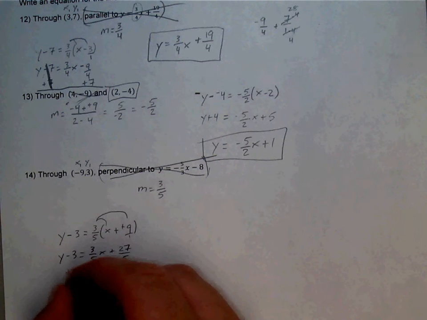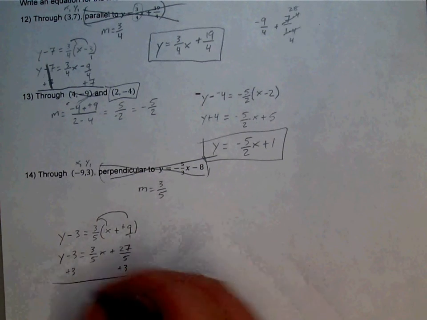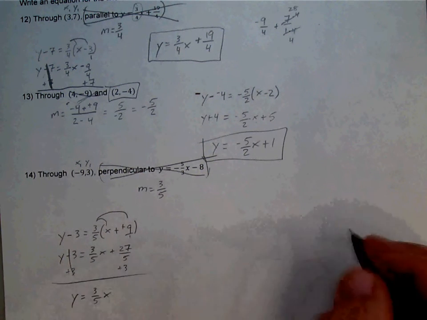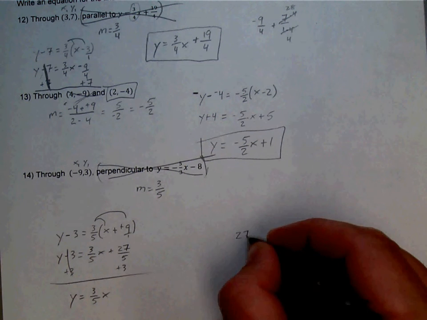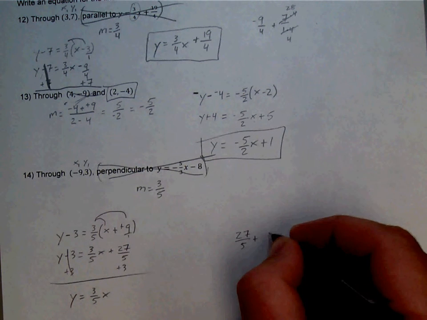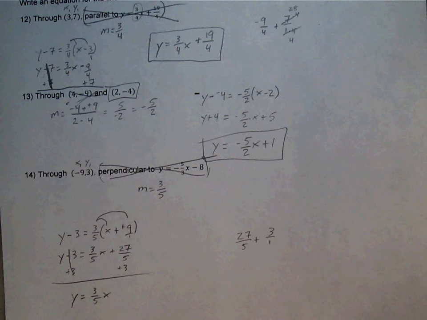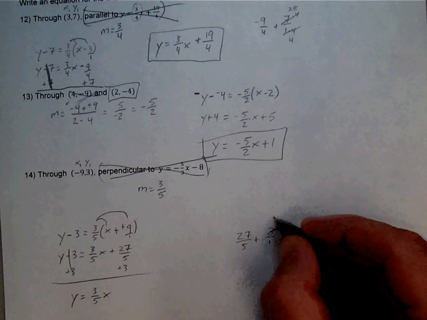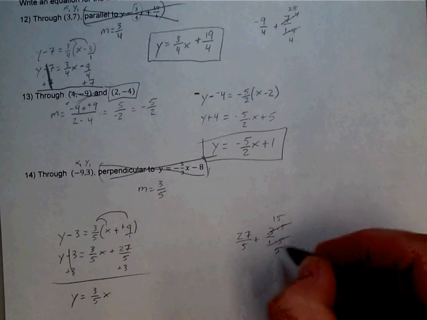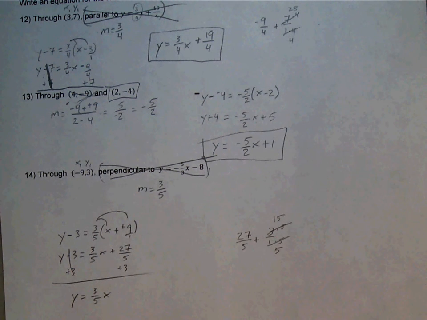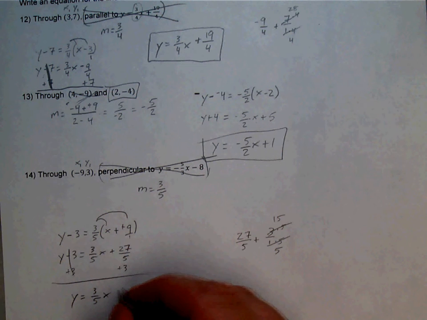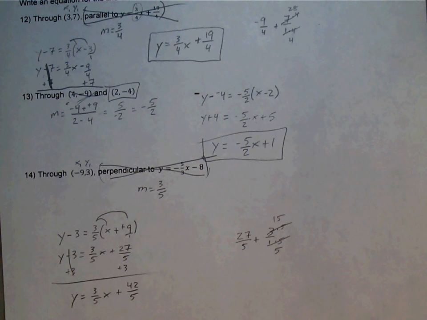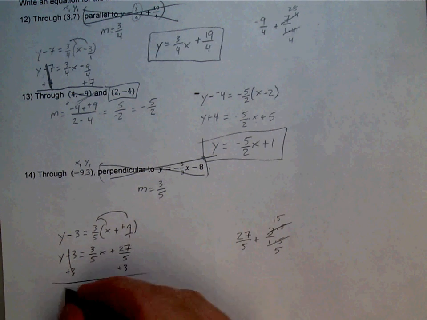And so then I'm going to add 3 to both sides. Y equals 3/5 x. Well, and then off to the side, let's find out what 27/5 plus 3 is. That's 3/1. To make a common denominator, I want to multiply by 5. So it's 15/5. It's the same thing as 3, but now I have a common denominator. 27 plus 15 is 42/5. So I get y equals 3/5 x plus 42/5.